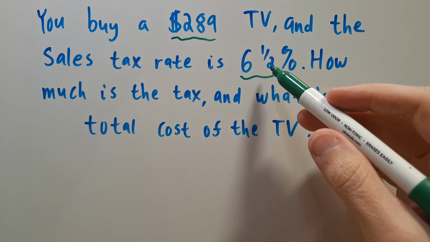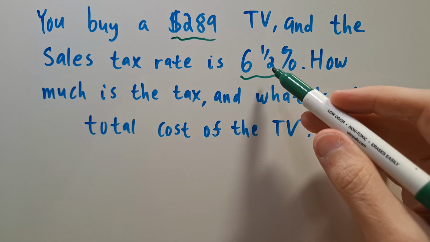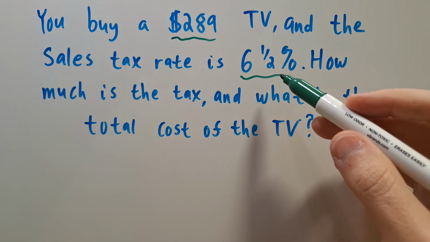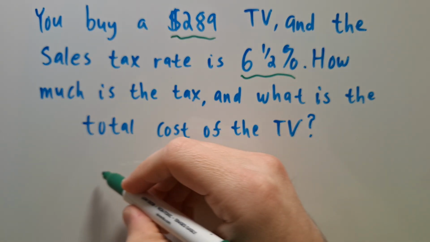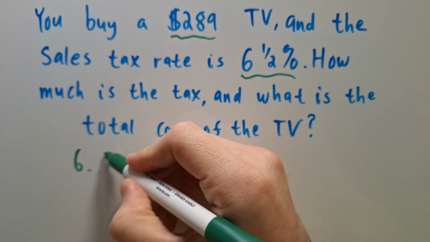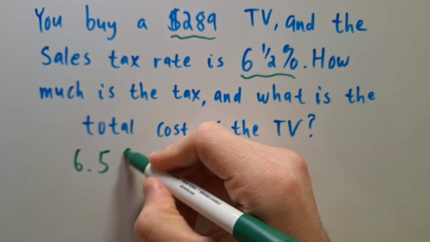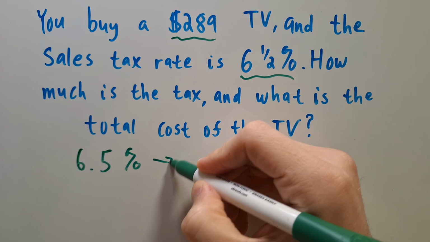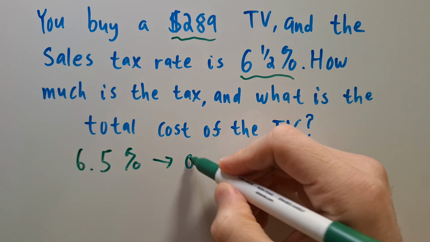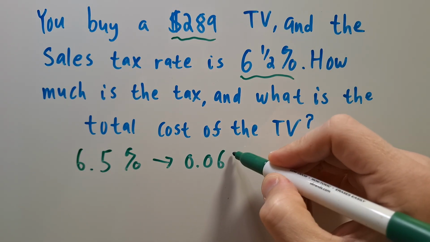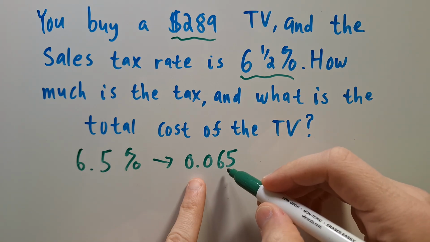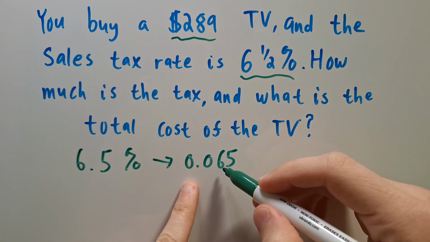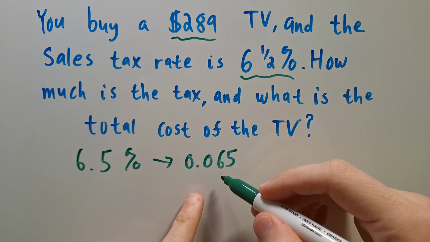For every percent that we deal with, we're going to write the percent in its decimal form. So first thing to note, 6.5% in its decimal form is going to be 0.065. Just making this for future reference.